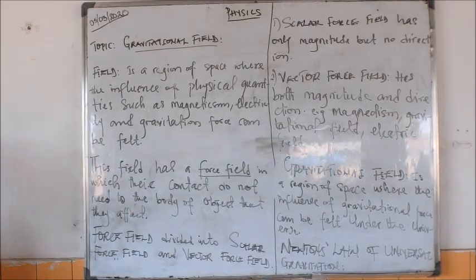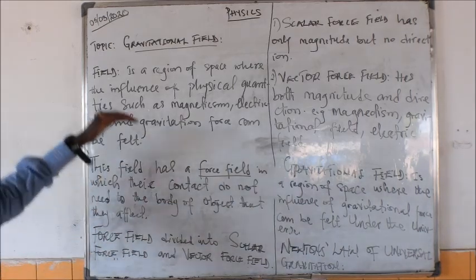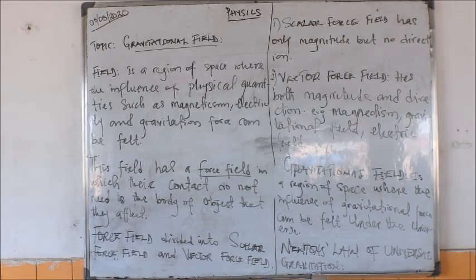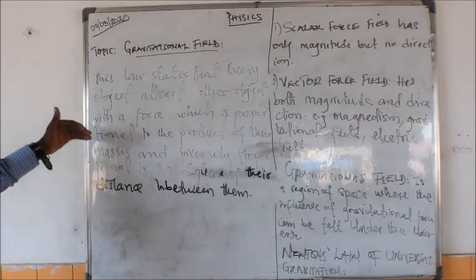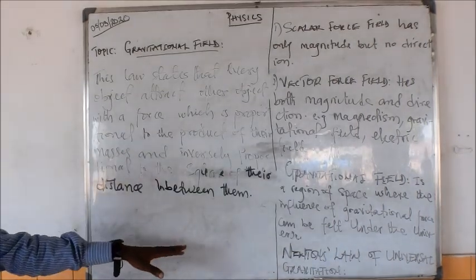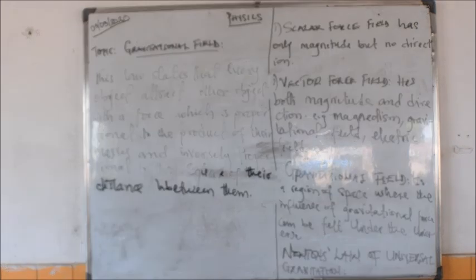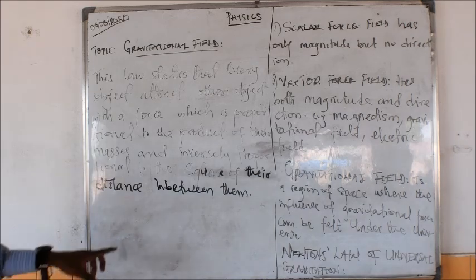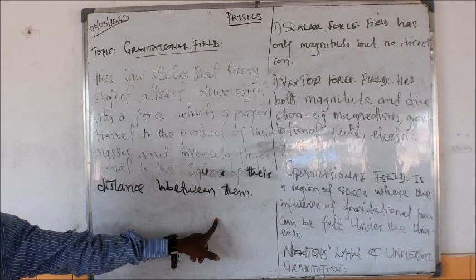Are we together? Now, you can see that we are taking this systematically, step by step, so that you will not be lost by the time you come across calculation. Are we together? Now, I'm going to introduce to you this law of Newton. The law states that every object in the universe attracts each other with a force which is directly proportional to the product of their masses and inversely proportional to the square of the distance between them. That's the definition of the law.